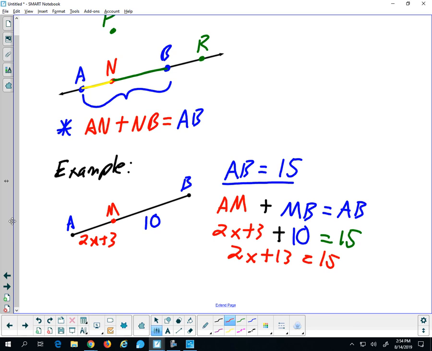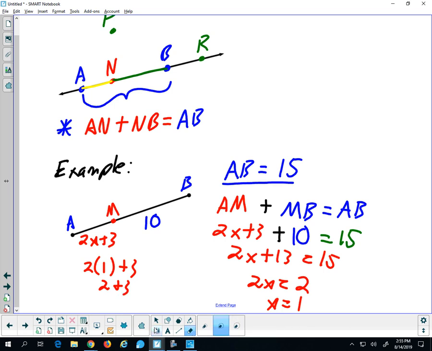Subtract my 13 from both sides. We have 2x is equal to 2. Divide both sides by 2, and I get x is equal to 1. Okay? So let's go back and check. I know that my total length has to be 15. If I substitute 1 in for x, I end up with 2 times 1 plus 3. 2 plus 3 is 5. So I get that length from A to M is 5. And then 5 plus 10 does give me the 15.